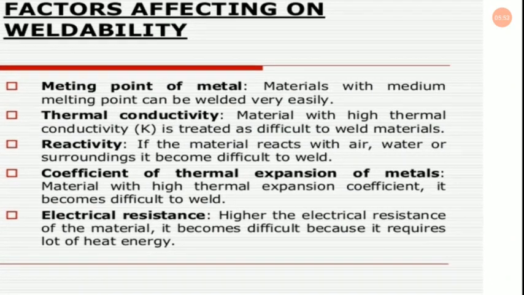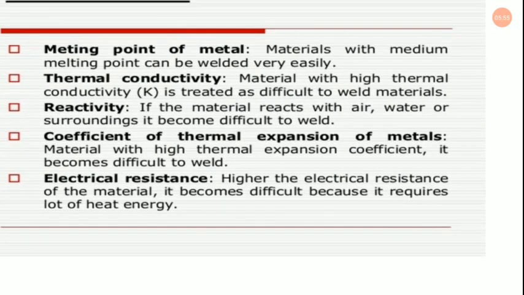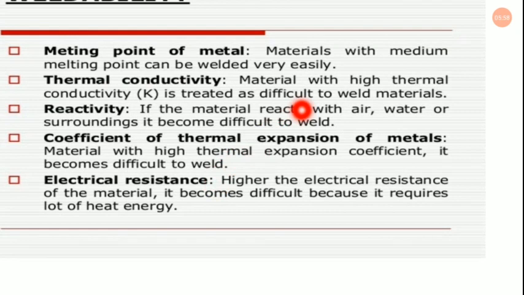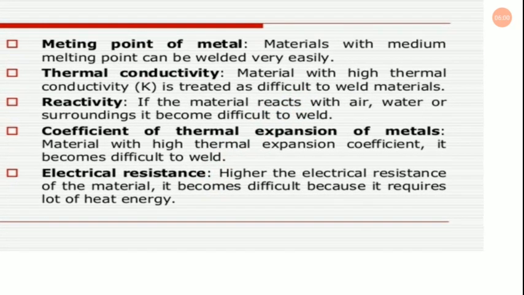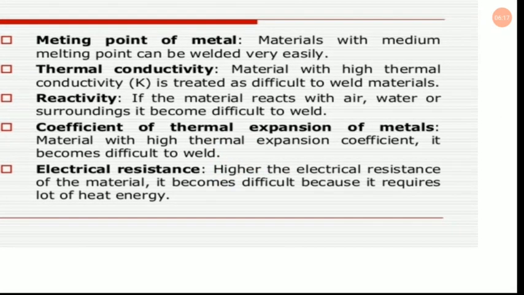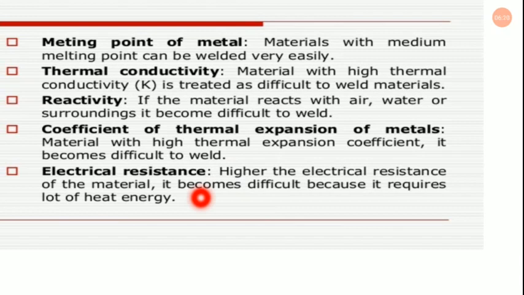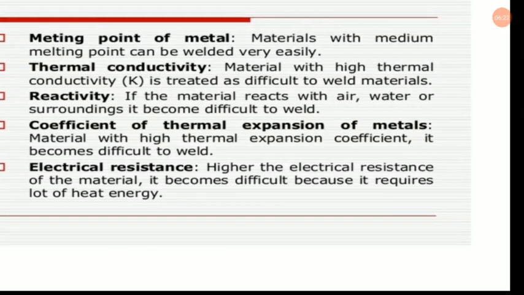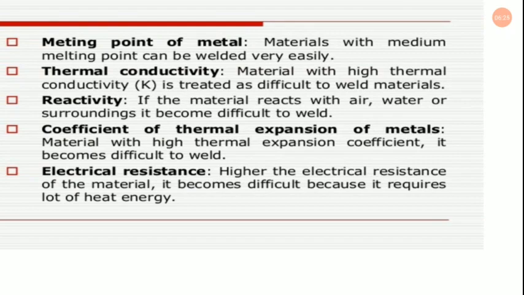Now the factors affecting weldability. Melting point of metal: materials with medium melting point can be welded very easily. Thermal conductivity: material with high thermal conductivity is treated as difficult to weld. Reactivity: if the material reacts with air, water or surroundings, it becomes difficult to weld. Coefficient of thermal expansion: material with a high thermal expansion coefficient becomes difficult to weld. Electrical resistance: the higher the electrical resistance of the material, the more difficult it becomes, because it requires a lot of heat energy.